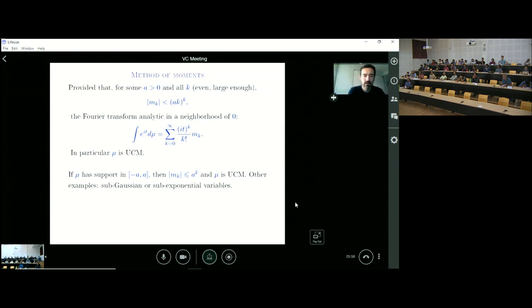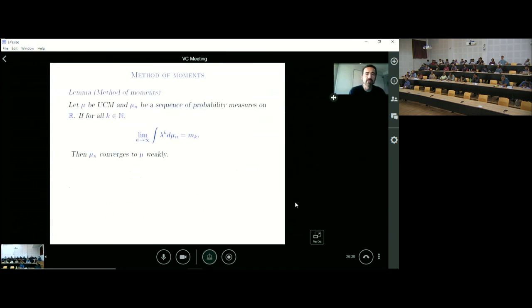But there is a finer criterion called Carleman's condition, which is harder to prove, which says that a measure mu is uniquely characterized by its moments if the following series diverges. But we will not use the refinement of Carleman's condition because we will deal only with measures with bounded support.